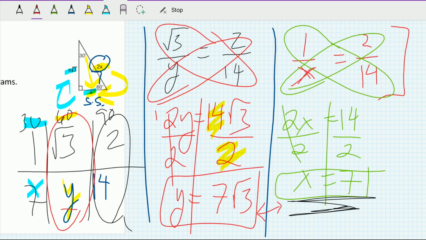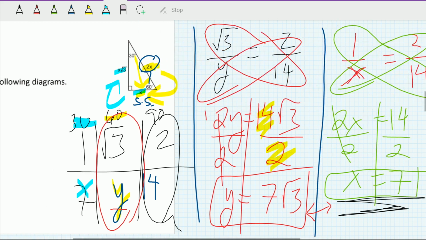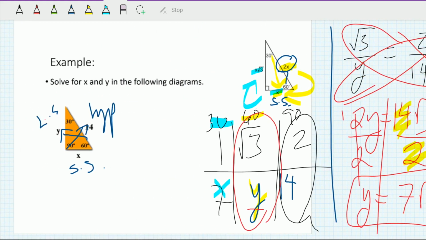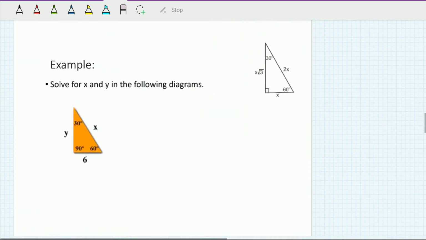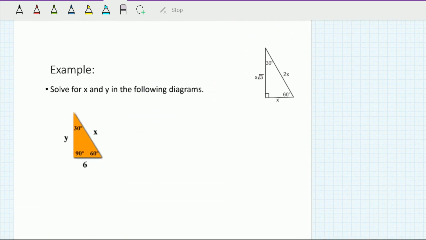A little bit more work, a little bit more algebra, but you're going to end up at the same exact answer. So if you want to do it the pattern way, go ahead. If you want to do it the table way, go ahead. Let's go ahead with the next one and see if you guys are able to get it.